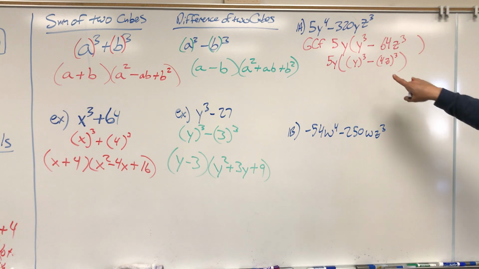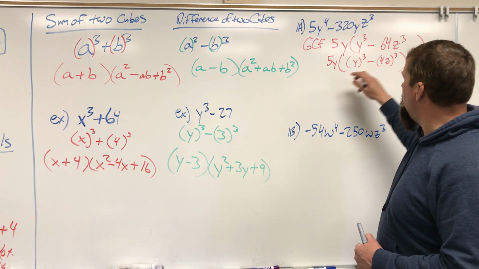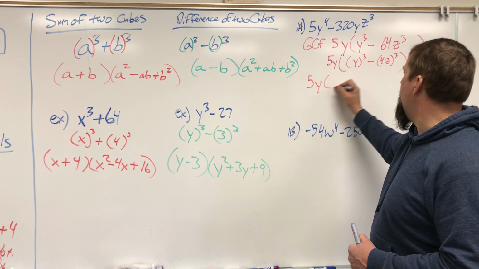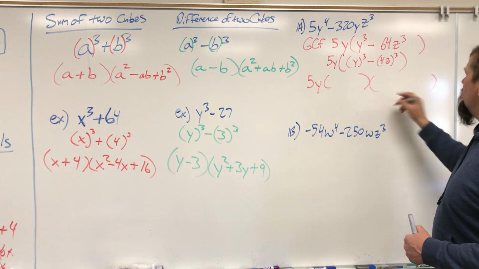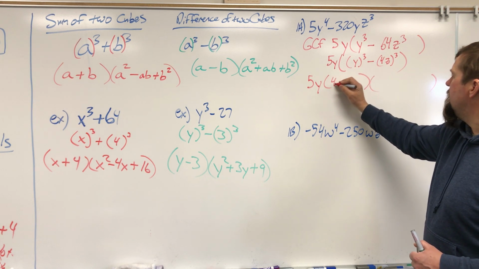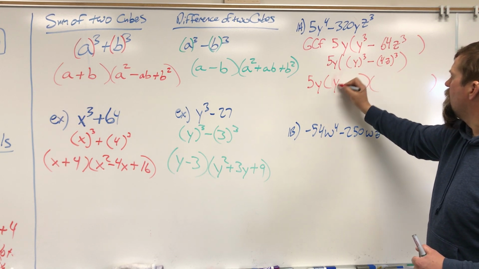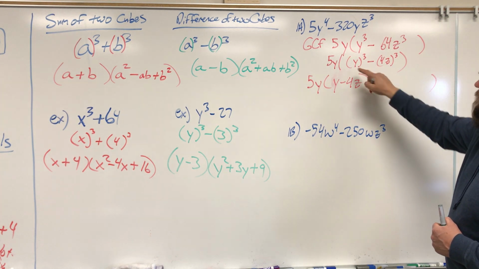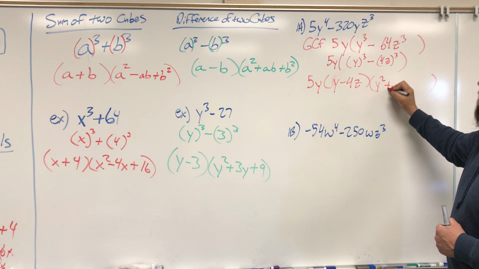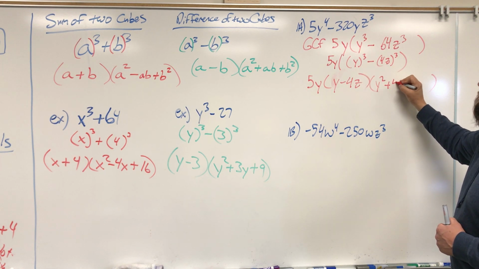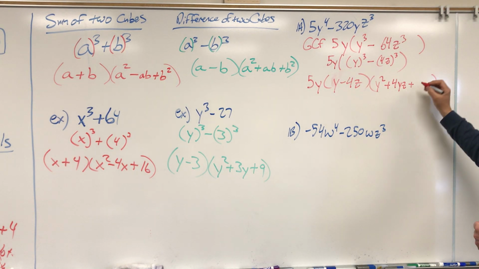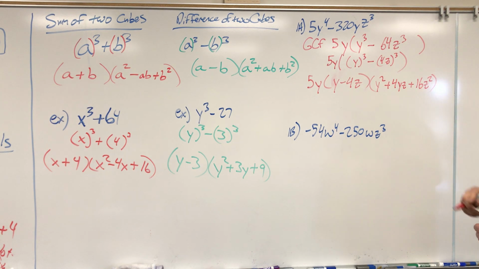Once you identify what's being cubed, you can set it up using your pattern. So the 5y is still there. The first factor is just y minus 4z. The second factor is going to be y squared plus y times 4z, so 4yz, plus 4z squared, which is 16z squared. And that's your factored form.